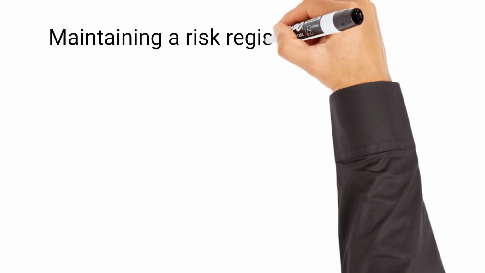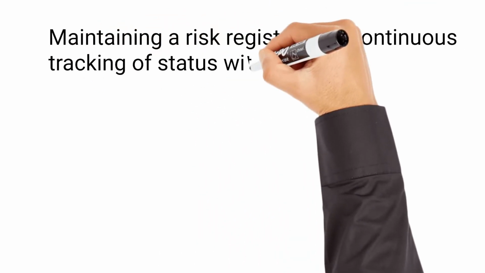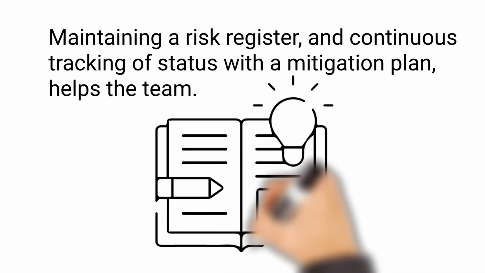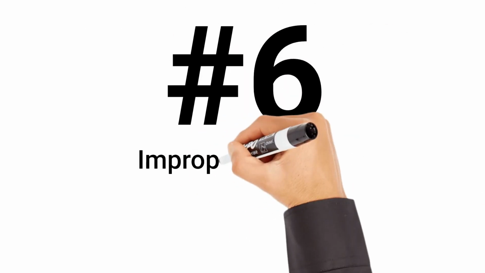Maintaining a risk register and continuous tracking of status with a mitigation plan helps the team to efficiently manage the cost escalation. Sixth is improper planning.